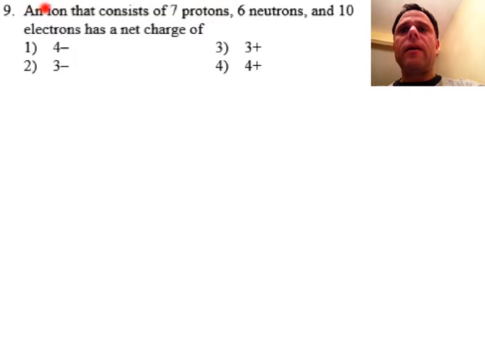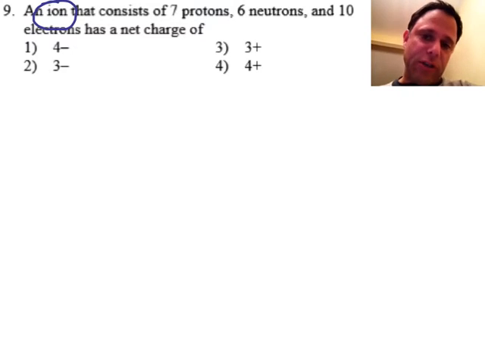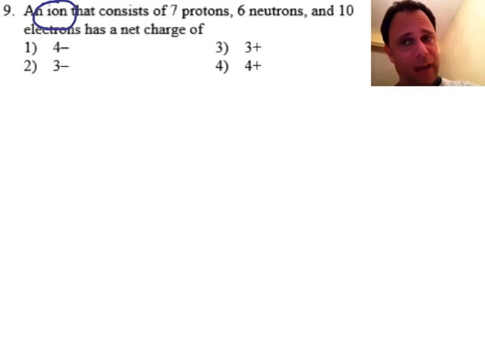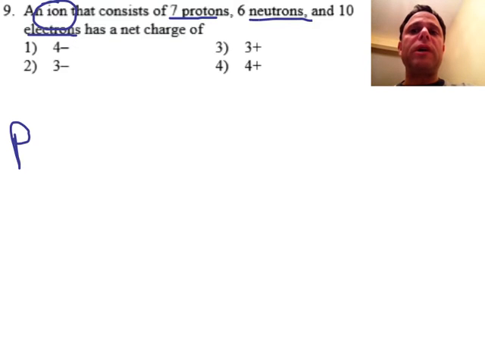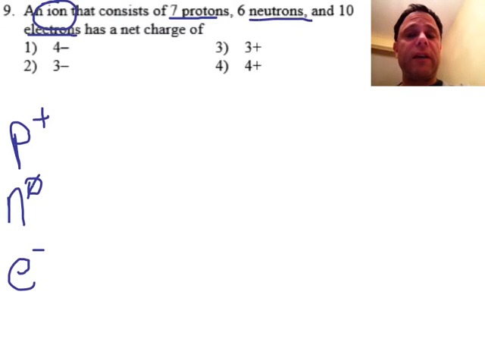And last, an ion that consists of 7 protons, 6 neutrons, and 10 electrons has a net charge of what? First, consider your vocabulary. An ion means an atom that has a charge, either positive or negative. It is not neutral. Now let's consider the subatomic particles that it's talking about. It's talking about protons, neutrons, and electrons. We know that protons have a positive charge. We know that neutrons have a neutral charge and electrons have a negative charge.